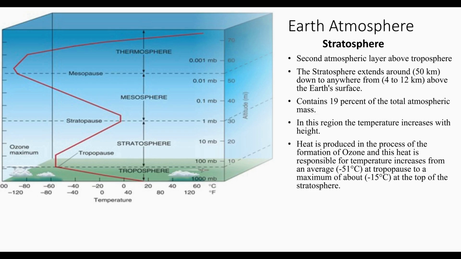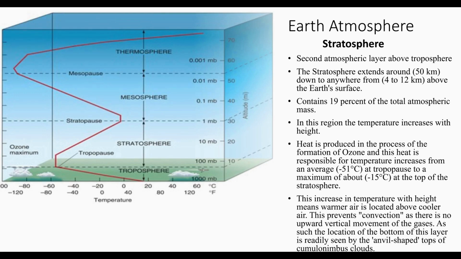Heat is produced in the process of the formation of ozone, and this heat is responsible for the temperature increase from an average of minus 51 degrees centigrade at the tropopause to a maximum of about minus 15 degrees centigrade at the top of the stratosphere. This increase in temperature with height means warmer air is located above cooler air. This prevents convection, as there is no upward vertical movement of the gases. As such, the location of the bottom of this layer is readily seen by the anvil-shaped tops of the cumulonimbus clouds.